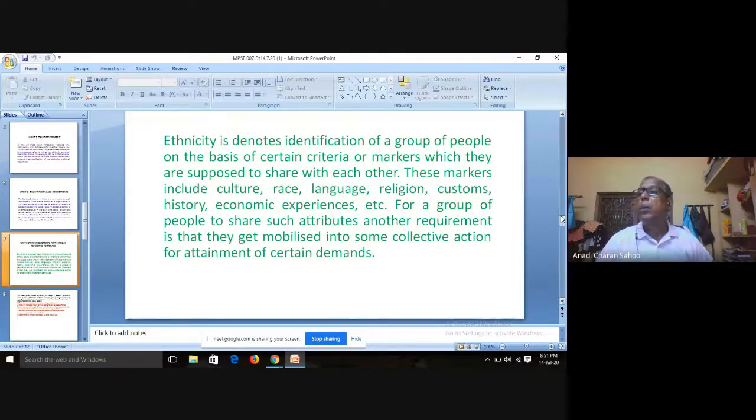The number of markers or attributes which form the basis of an ethnic group depends on the choice of these factors by the ethnic group or its leadership. But there are differences among the scholars regarding the number of attributes which constitute an ethnic group. Scholars in India generally consider that mobilization as ethnic which is based on the multiple attributes: language, religion, culture, history, economic, etc. For example, language-based mobilization is considered as linguistic mobilization, and the group is considered as a linguistic group.